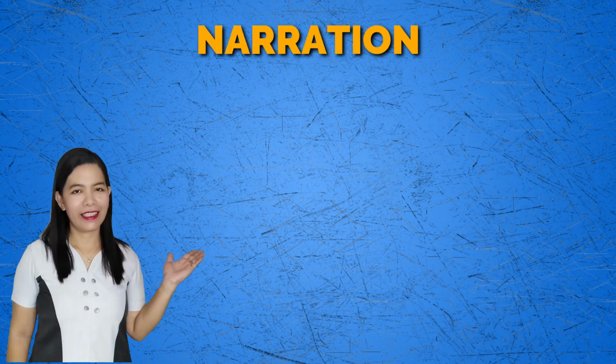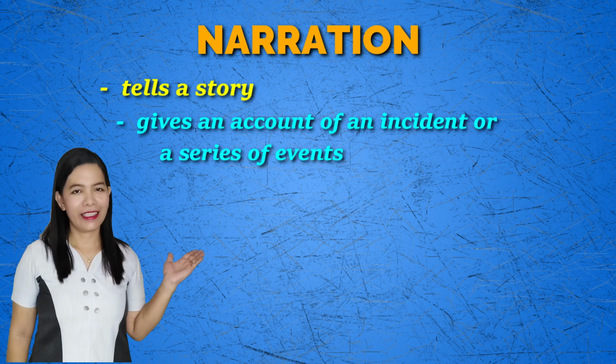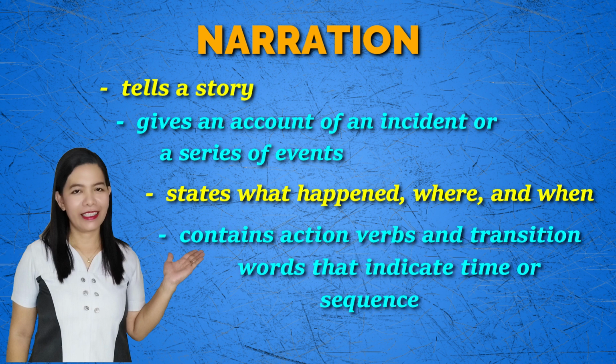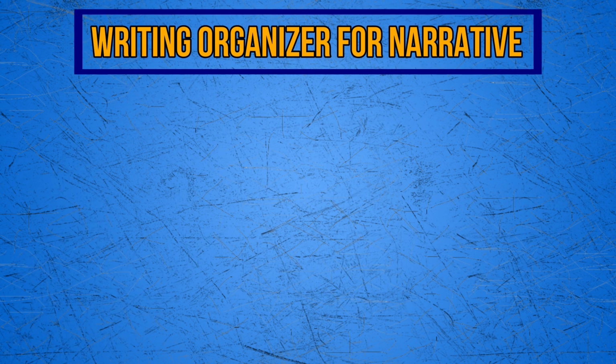Let's begin with narration. A narration tells a story. It gives an account of an incident or a series of events. It states what happened, where, and when. It contains action verbs and transition words that indicate time or sequence. Here is a writing organizer for narrative.